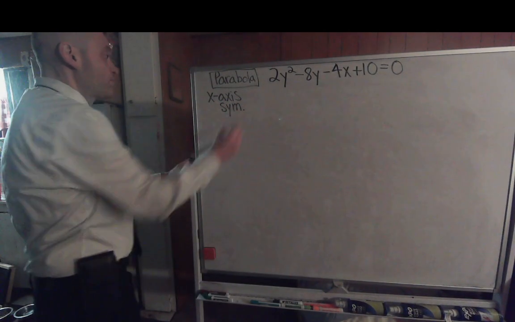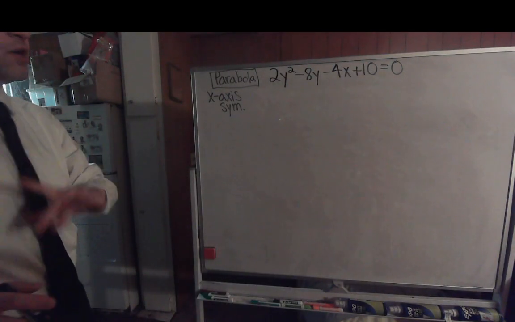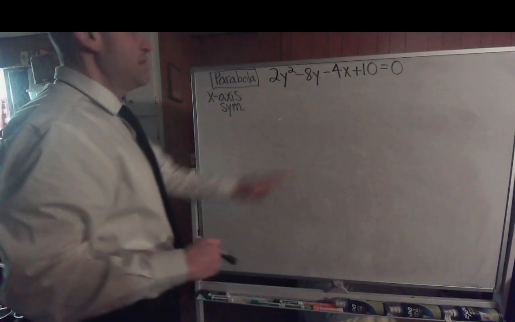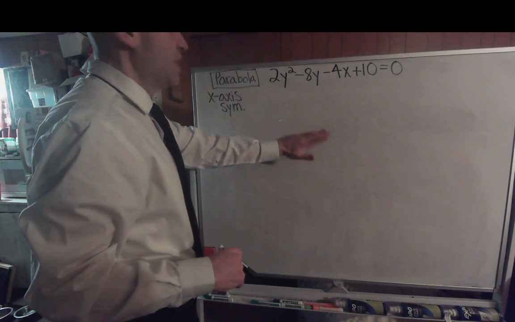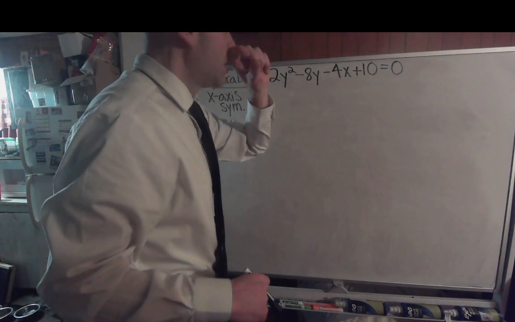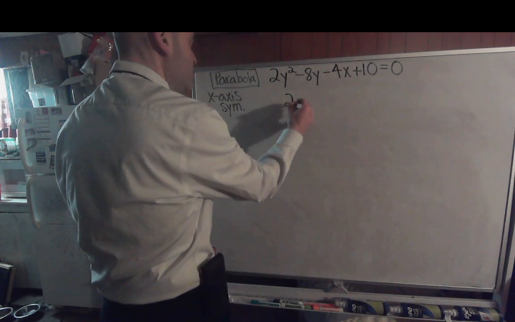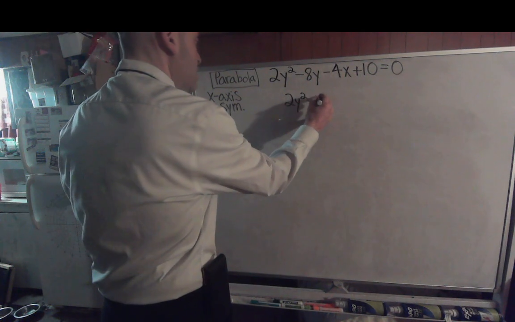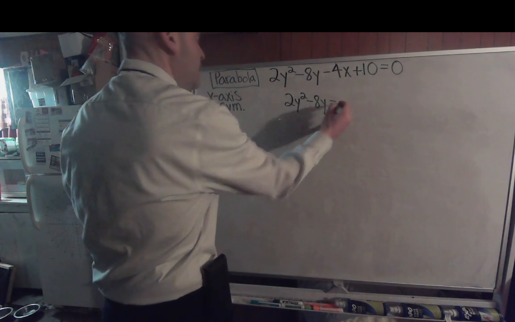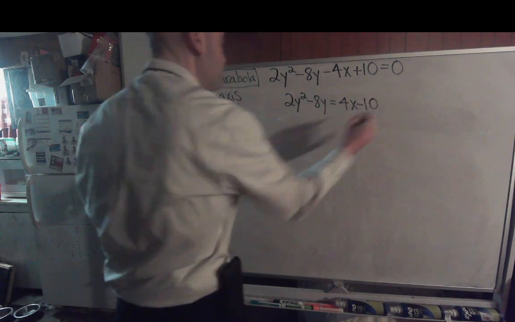So this parabola has x-axis symmetry. Now, what you're going to want to do is keep your y variables together on the left side, and move your x variable and your constant out of the left-hand side. So this would turn into 2y squared minus 8y equals 4x minus 10.